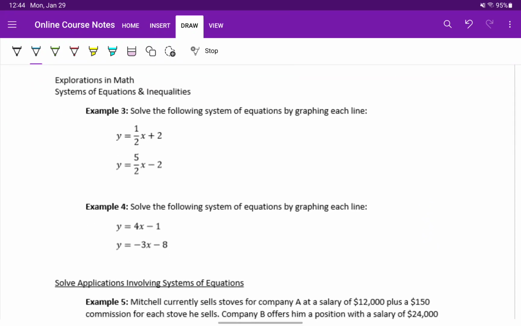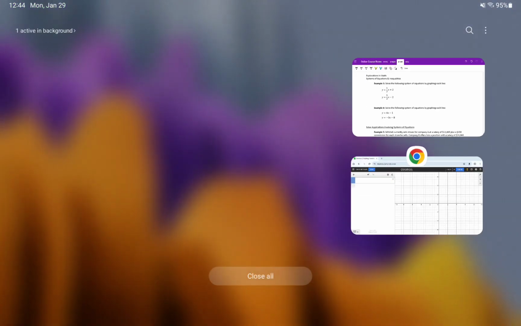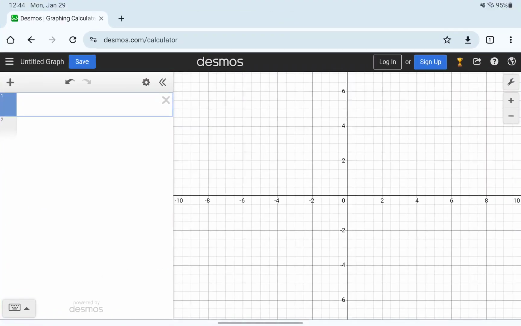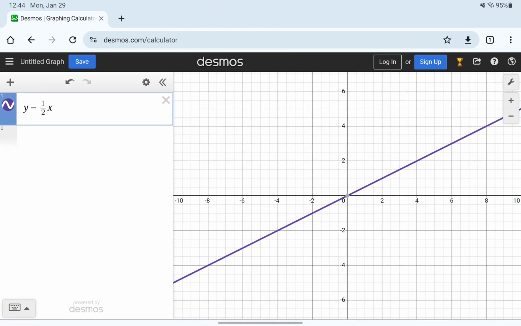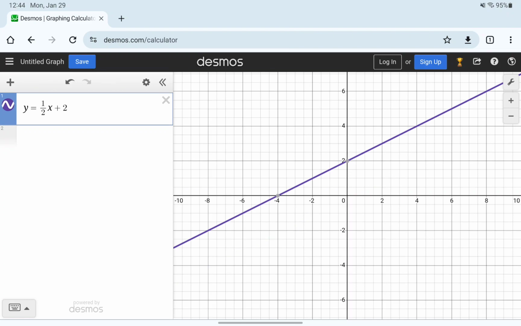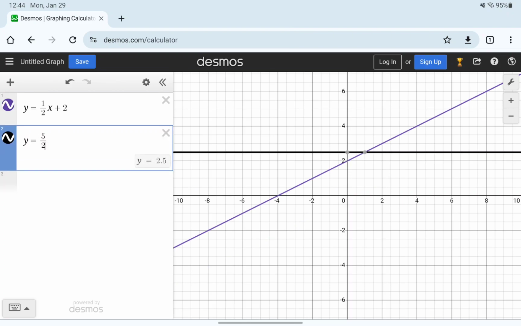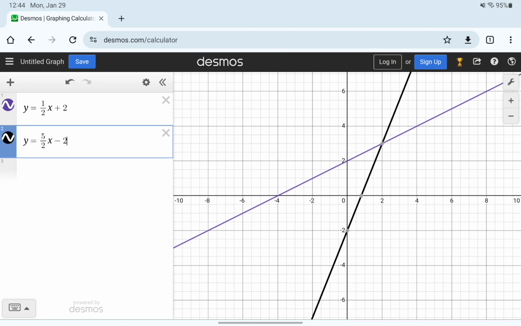But instead of graphing these by hand, we're going to rely on technology to graph these equations and help us find those solutions. So in examples 3 and 4, we'll flip back over to Desmos. And we'll start off in example 3 by graphing y equals 1/2 x plus 2 and y equals 5/2 x minus 2.